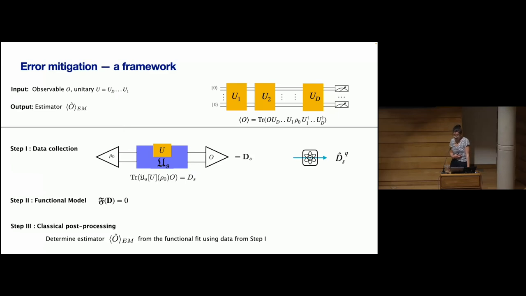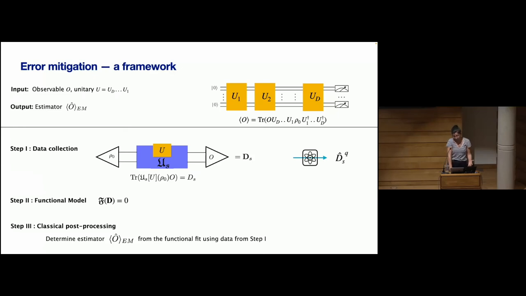The second step is to relate these outputs via a functional model. This is typically motivated by particular noise models that you think might be a good approximation of what's going on in your device, so depending on that, you would have different functional models to fit to. And the final step is to produce this error-mitigated estimator from the functional fit, using the data you've collected by running on backends, given some fixed set of resources. Those could be the total number of counts, the number of circuits, or the total classical compute time, if you're free to choose the setup of your framework.